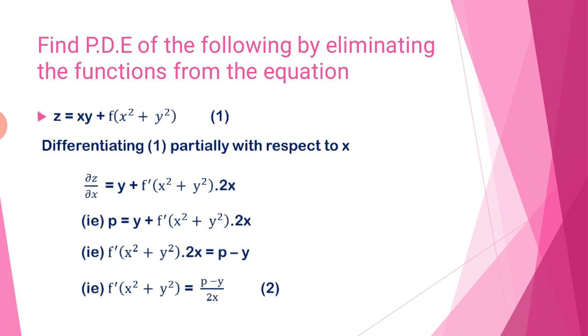Find the partial differential equation of the following by eliminating the functions from the equation. Example, z = xy + f(x² + y²). Equation 1. Differentiating 1 partially with respect to x, we get ∂z/∂x = y + f′(x² + y²)·2x. We know that p = ∂z/∂x. This implies p = y + f′(x² + y²)·2x. This implies f′(x² + y²) = (p − y)/2x.